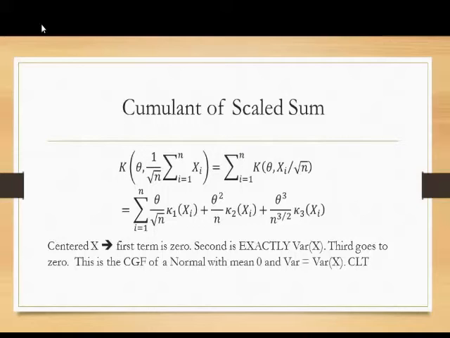Now the second term is perfectly balanced. You have theta squared over n times kappa 2. Kappa 2 is exactly the variance. So this is the sum of n terms. Each of them has 1 over n. So the summation will cancel with the 1 over n. So you will get theta squared times kappa 2. So this is theta squared times the variance.